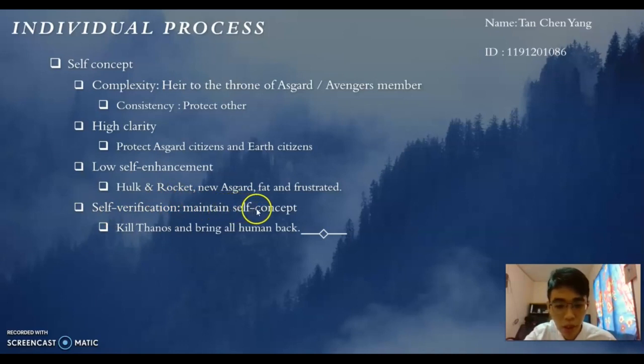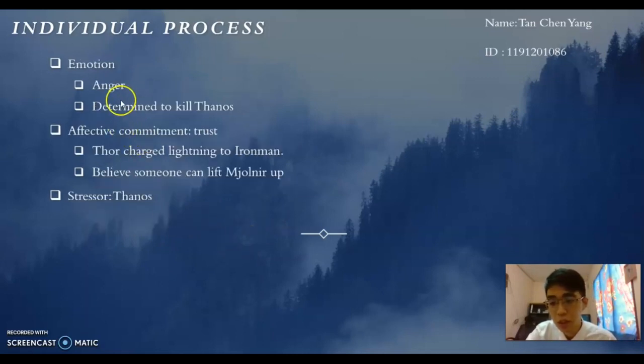Next is the emotion of Thor. Firstly it is anger, because he thinks that his careless mistake led to Thanos being able to snap his fingers, which caused the loss of life of half the universe. Next, he became determined to kill Thanos, where he found a way to kill him.